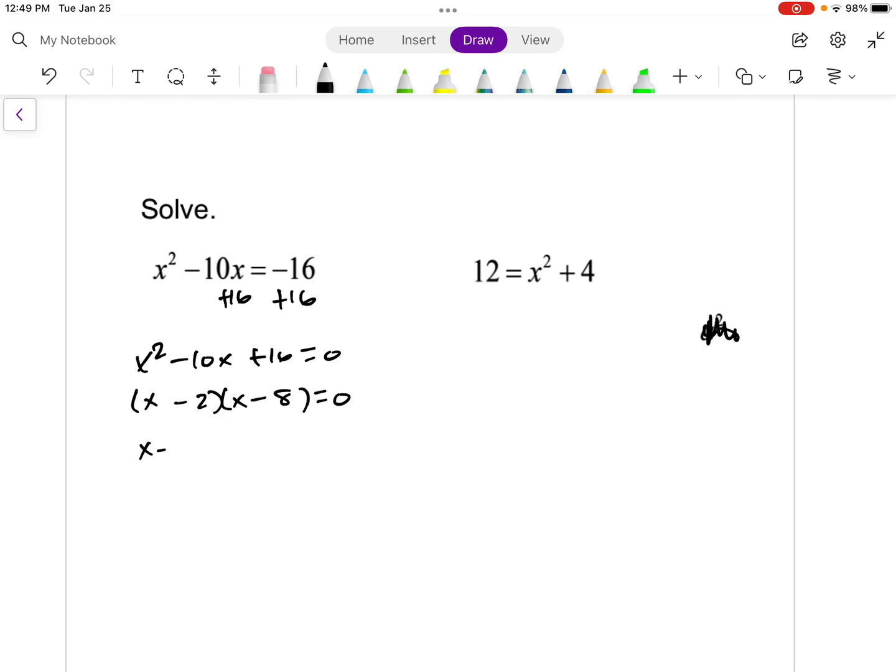Then I set those factors equal to 0. So one of my solutions is x equals 2. My other factor is x minus 8. I solve that one and I get 8. So that's one way we can solve this, by factoring.